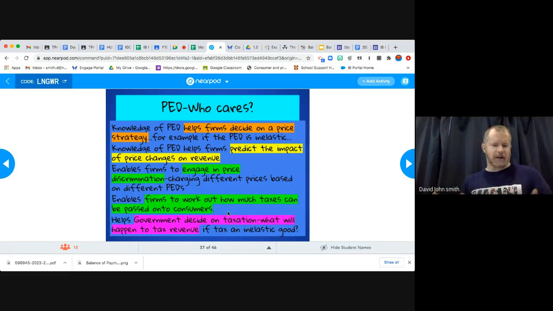Extra for experts. Here we go. The government, by having a knowledge of PED, can figure out the level of tax and also what impact that level of tax will have on the revenue that they're able to get from taxes. If it's an inelastic good, they know that there's going to be an increase in their tax revenue because consumers are going to buy that product anyway. Now, that's a lot to understand. That is taking it one further step, right? That's the big boss battle here with regards to your video game of elasticity.